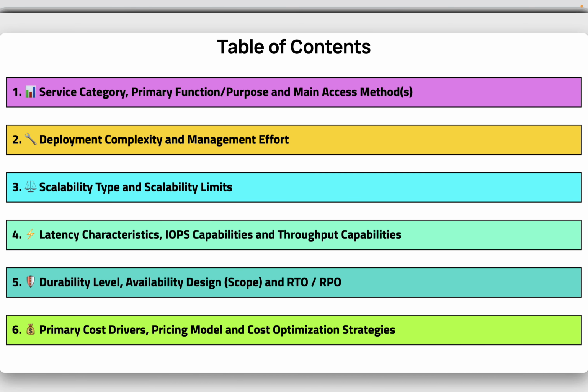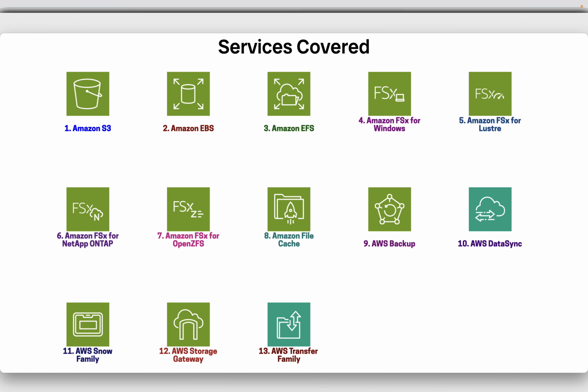optimization strategies. So the services which I will be covering are Amazon S3, Amazon EBS Elastic Block Store, Amazon EFS Elastic File System, Amazon FSx for Windows, Amazon FSx for Lustre, Amazon FSx for NetApp ONTAP, Amazon FSx for OpenZFS, Amazon File Cache, AWS Backup, AWS DataSync, AWS Snow Family, Storage Gateway, and AWS Transfer Family.